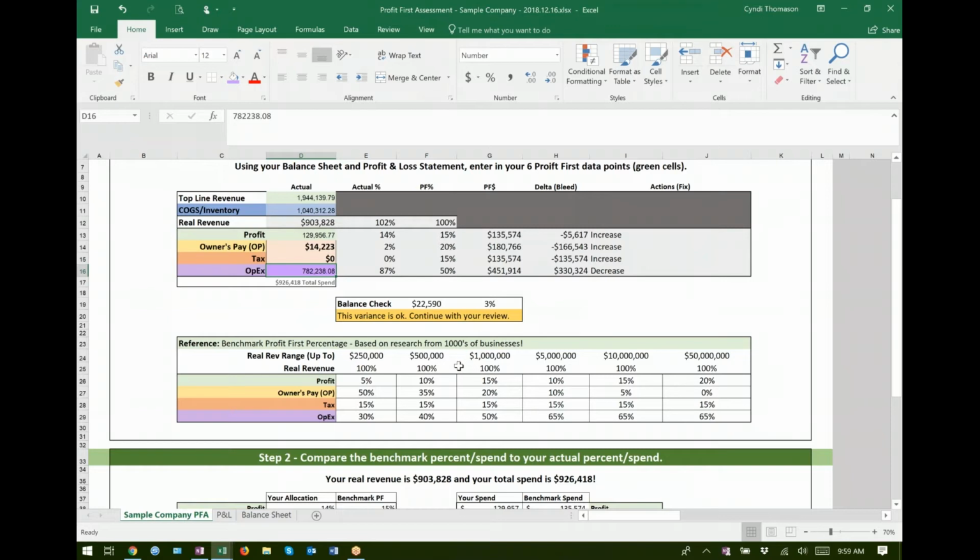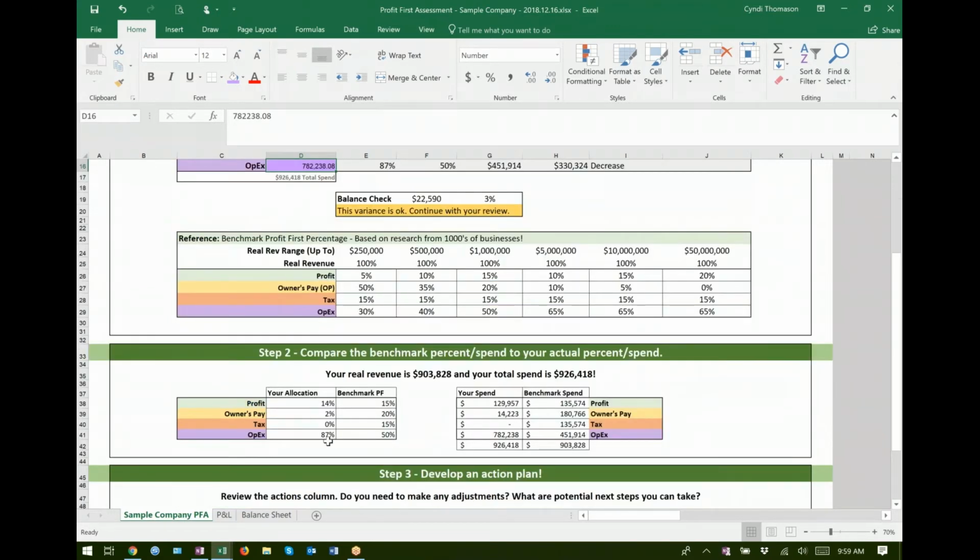So how does this business compare? Step 2, we'll look at that in detail. The allocation for profit is pretty close. It's like 14%. But look at owner pay. This owner is not paying himself or herself enough. I can't tell that they've set aside money for taxes, and their operating expenses are 87% compared to the 50%. In dollar terms, we can compare that over to the right here. In reality, this owner is spending significantly more on operating expenses and not rewarding himself for being an owner and not setting aside funds to pay for his taxes.